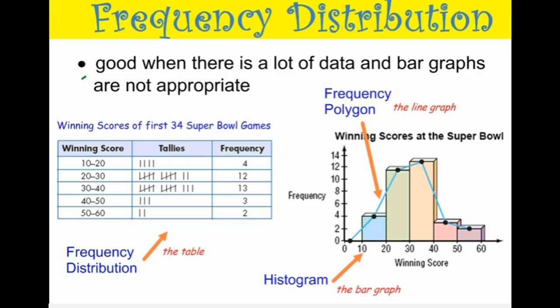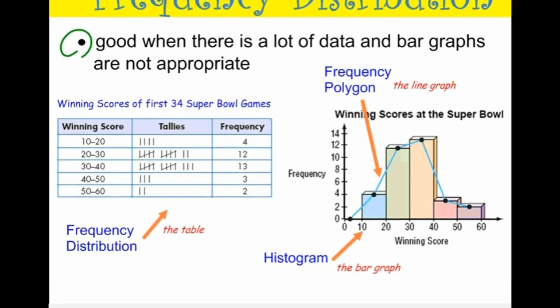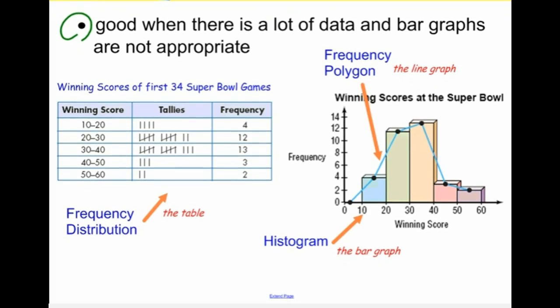Frequency distribution. This is good when there's a lot of data to display, and you can't possibly display every piece of data, so we categorize or group it. What we see here is a frequency distribution. It's a table that shows how often a category occurs. I believe this is Super Bowl winning scores for the first 34 Super Bowls. A winning score between 10 and 20 points occurred 4 times. And I could see a winning score between 50 and 60 points happened only twice.